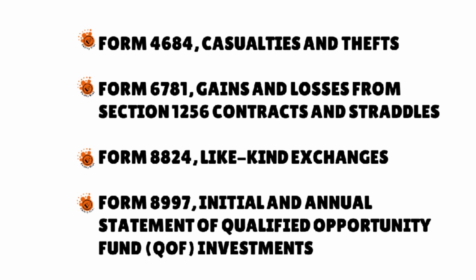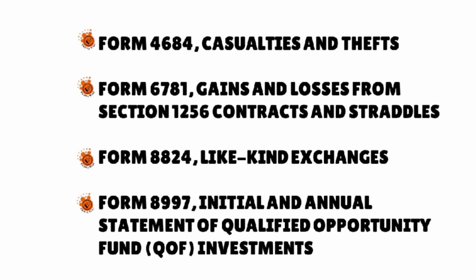And then you have Form 8997, Initial and Annual Statement of Qualified Opportunity Fund Investments, for investments you made and any deferred gains you have for investments in qualified opportunity zones. So all of the forms that we are showing you on the screen right now, with the exception of Form 8997, are mentioned directly in the line instructions of Schedule D. So you will know where to write the appropriate information.